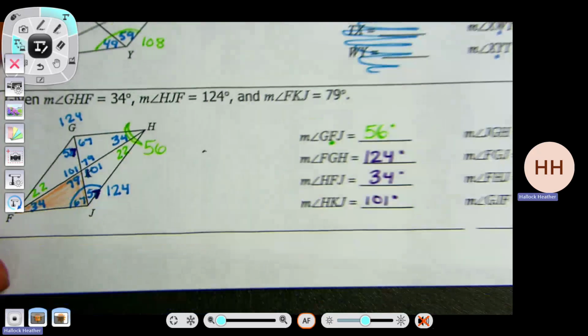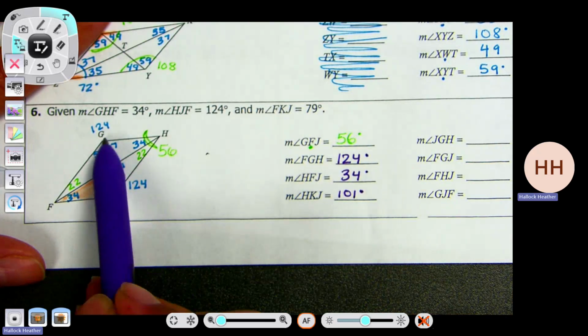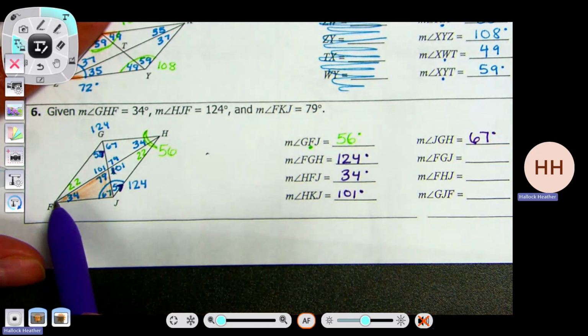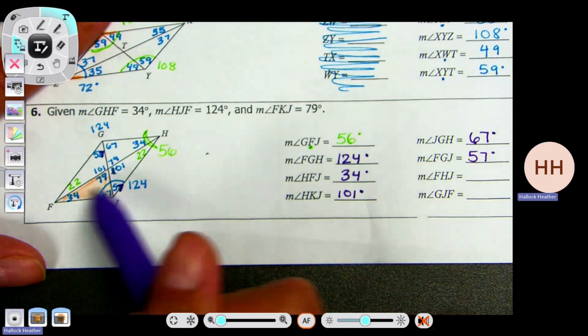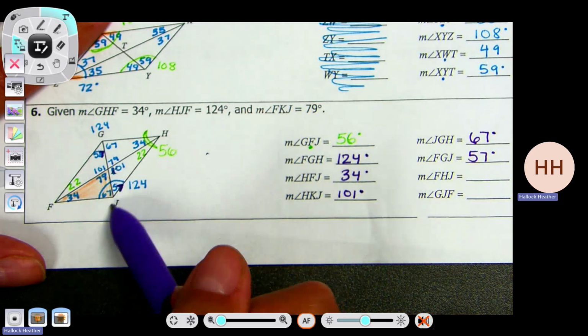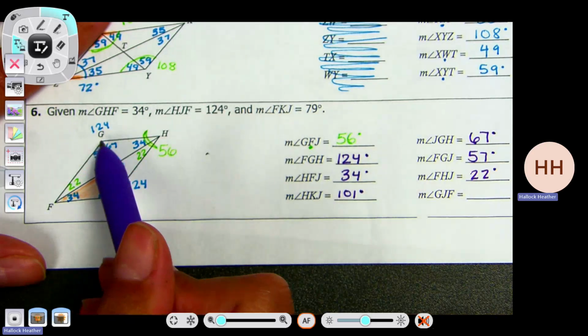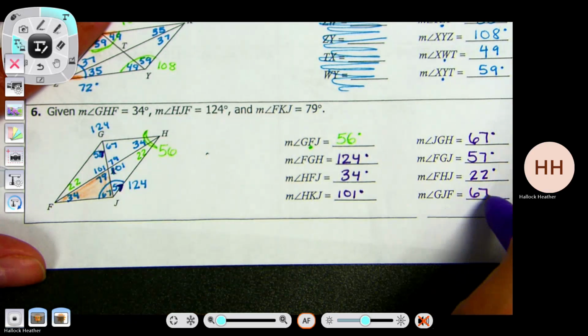Let me zoom out a little. The next one is JGH 67. The next one is FGJ 57. FHJ 22, and then GJF 67.